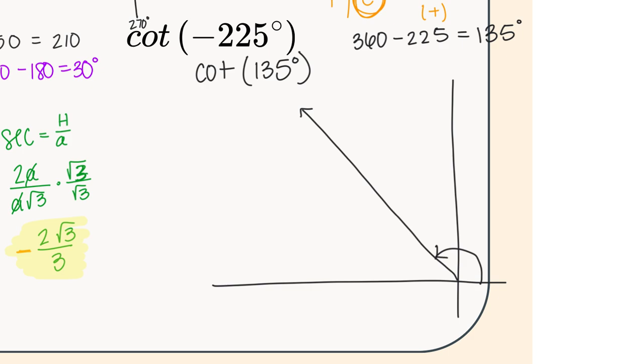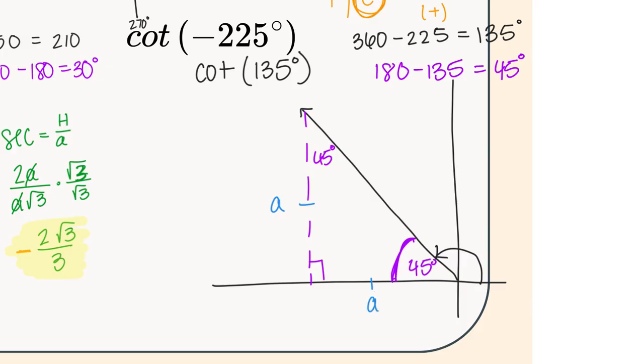Now I have to find this reference angle. In order to find that, I'm going to do 180 minus 135, and that's going to give me 45 degrees. So labeling my triangle, I have a 45, 45, 90 triangle, and I have to remember those rules. It's like an isosceles triangle, so these are both A, and opposite my 90-degree angle is A times the square root of 2. I have my opposite side, my adjacent side, and my hypotenuse.